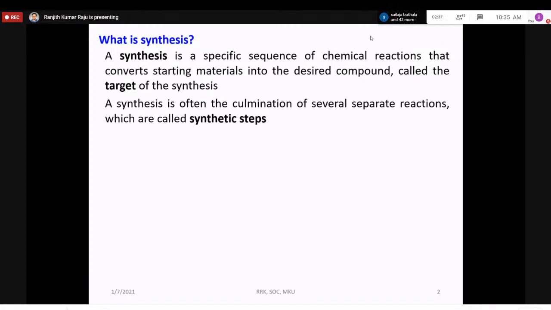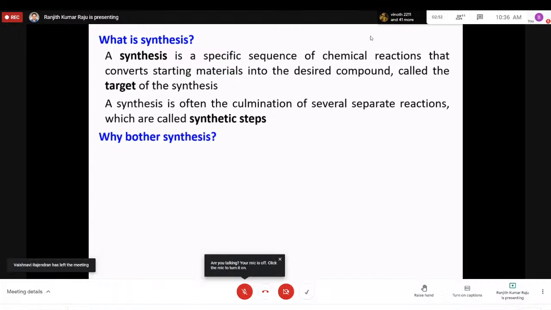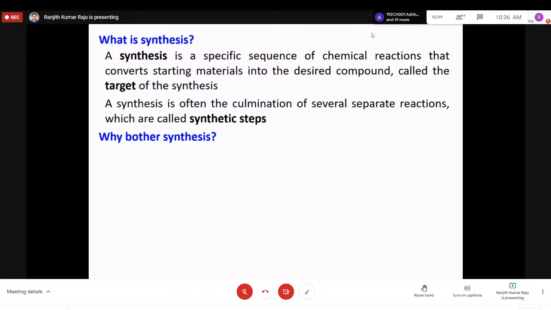So this is just like cooking in a laboratory. In the kitchen you cook to eat, but in the lab you cook to make new compounds. So why do you want to make a new compound? Why do you bother with synthesis? What's the need for synthesis? It's a $1 million question.